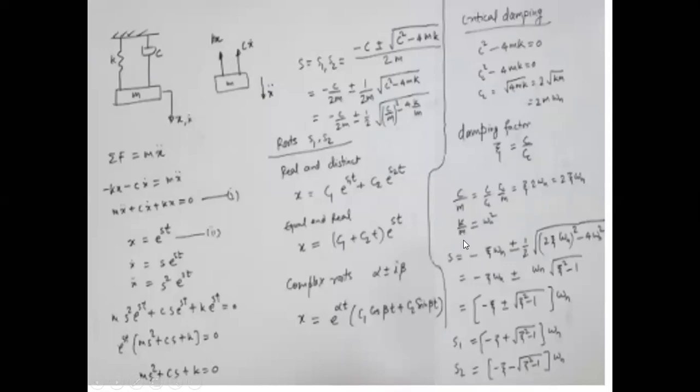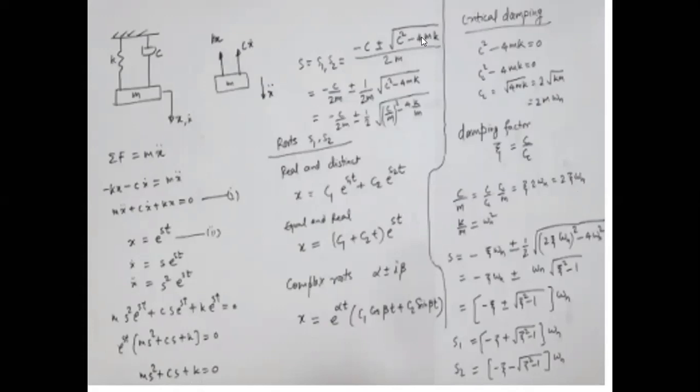K by m is omega n. So K by m is omega n square. All this is substituted in these equations. S is equal to minus C by 2m plus minus 1 by 2m into under root C square minus 4m cube. Just for a cross check, C by 2m is nothing but zeta omega n. The 2 is brought here. C by 2m means zeta omega n.